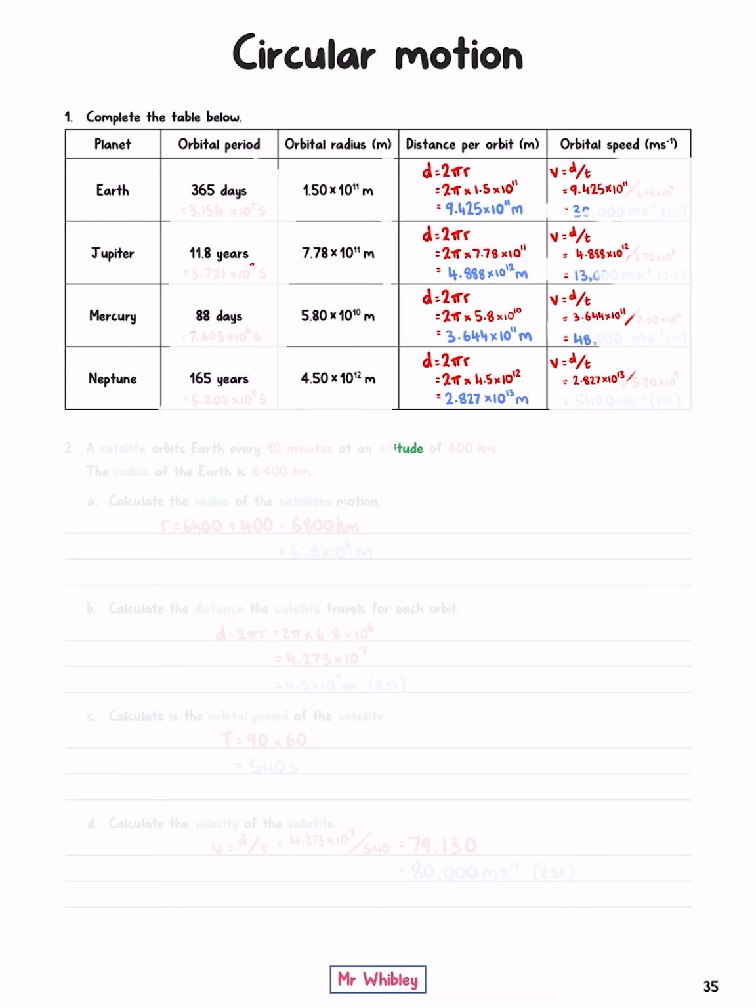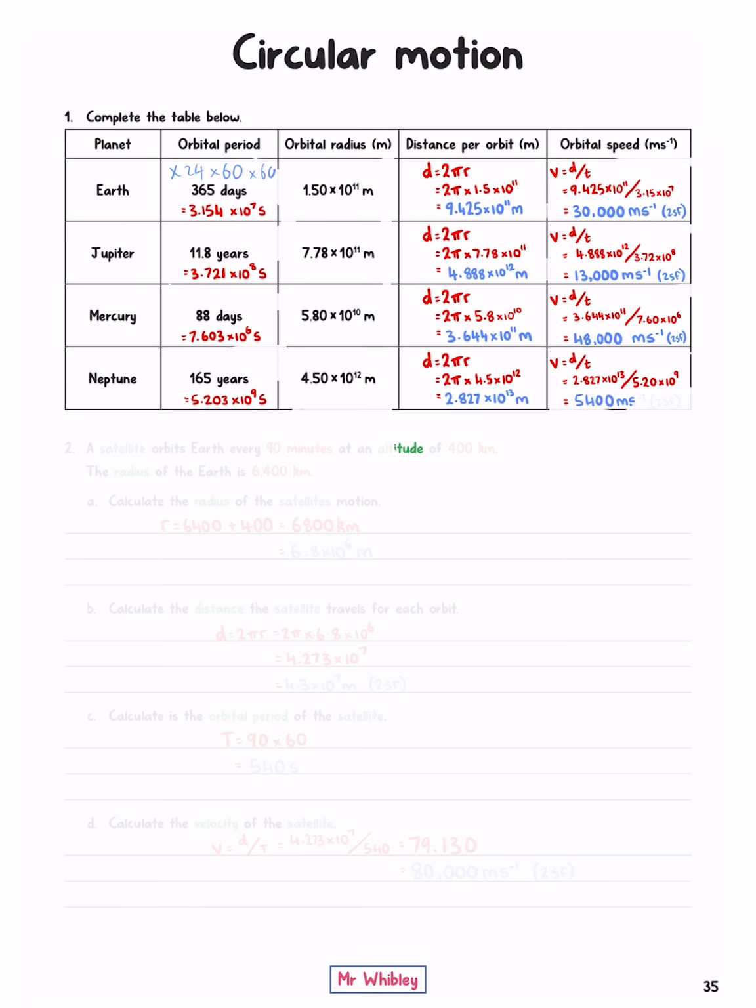We can convert 365 days by first multiplying it by 24 hours, and then 60 minutes, and finally 60 seconds. For 88 days, we do exactly the same. For our values in years, however, we also need to multiply this by the amount of days in a year, which is 365. Putting those numbers in gives us our orbital speeds.